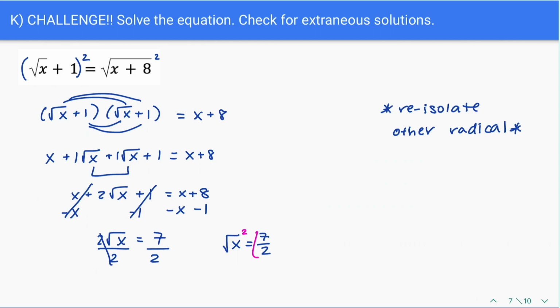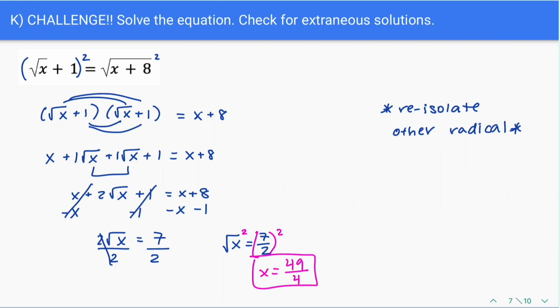And then we're going to square both sides. And remember, this is so funny. You'd get through the entire problem, and then a lot of people would write 49/2. It's 49/4. You have to square the top and the bottom. So 7 squared over 2 squared.